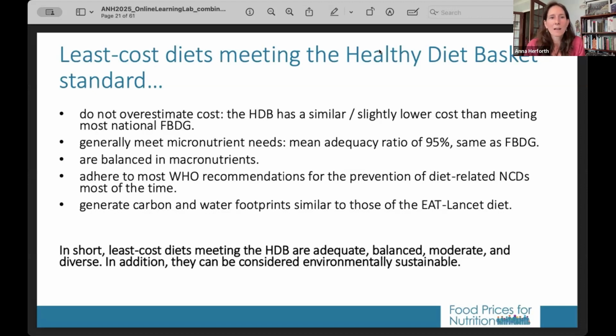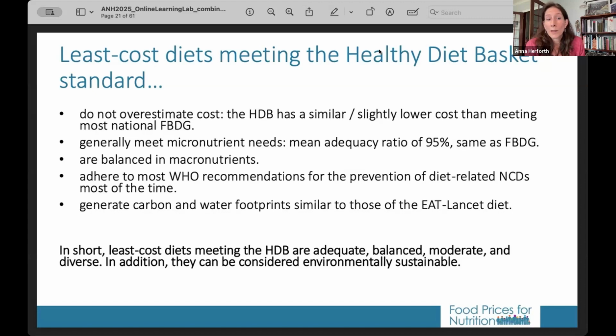So it doesn't overestimate cost. It has a similar cost to other national dietary guidelines, or slightly lower. When we look at the micronutrient content of least cost diets that meet this standard, we find that they tend to contain about 95% of the requirements for all micronutrient and protein needs, which is the same as when we look at individual national food-based dietary guidelines. And they also are balanced in terms of the macronutrients of carbohydrate, fat, and protein.